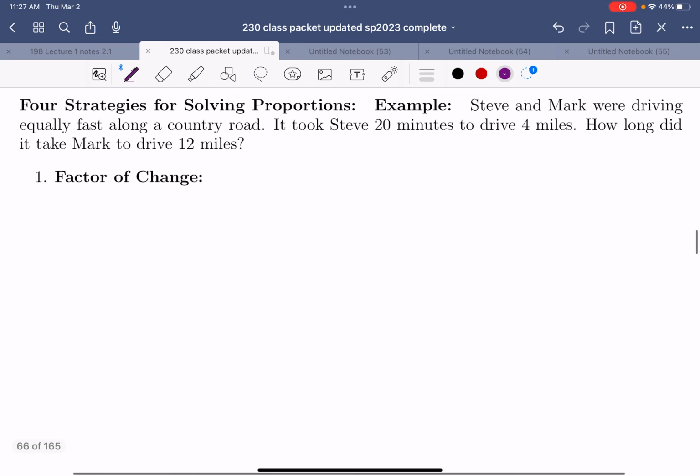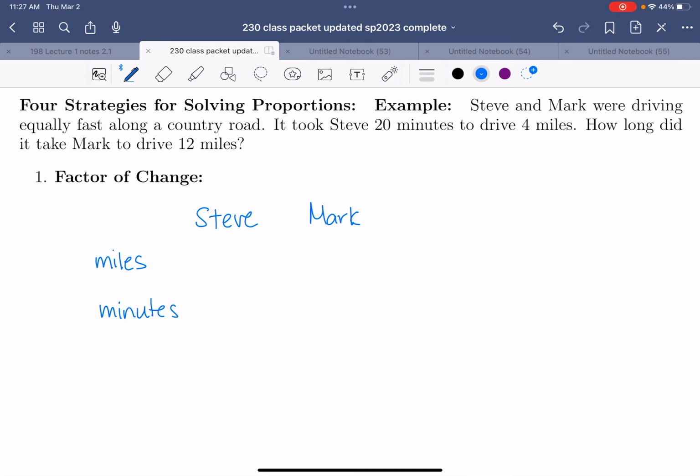The first thing I'm going to do is under factor of change, and we'll talk about why it's called that in a little bit. I'm going to have one category that represents Steve and one that represents Mark. For Steve, it talks about how far and how long he drives, so the number of miles and the number of minutes. Then I'm going to put the numbers that I know in the appropriate space. We know that Steve drives for 20 minutes, so the 20 goes for Steve under minutes, and he drives 4 miles, so we put the 4 for Steve under miles.